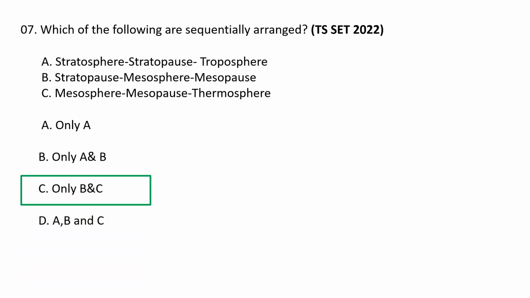This is the correct sequence: after the stratopause comes the mesosphere, and after the mesosphere, the mesopause. Coming to C, after the mesosphere is the mesopause, and after the mesopause, the thermosphere is there. So that's why only B and C are sequentially arranged.